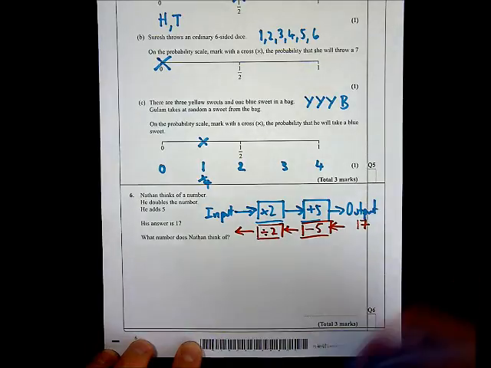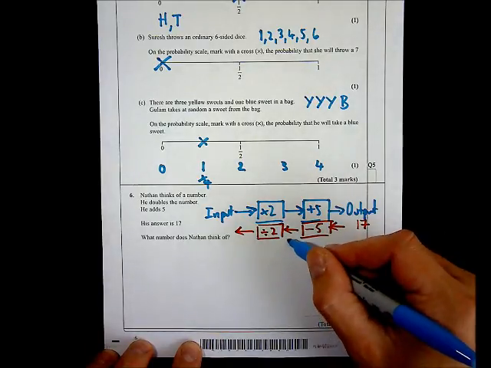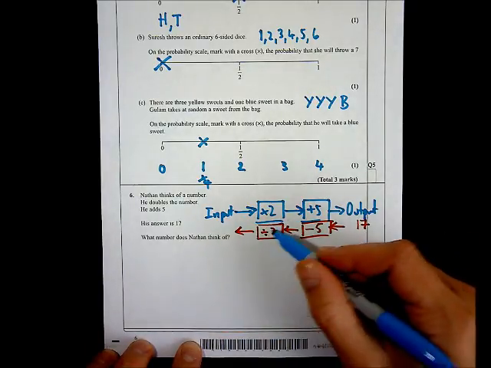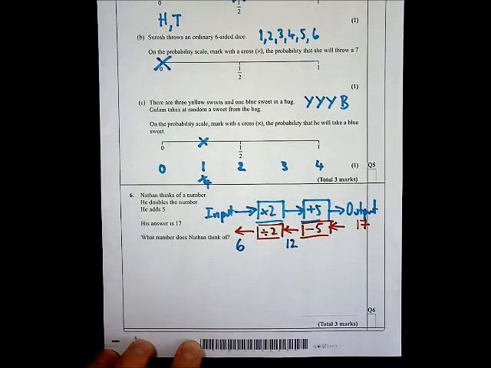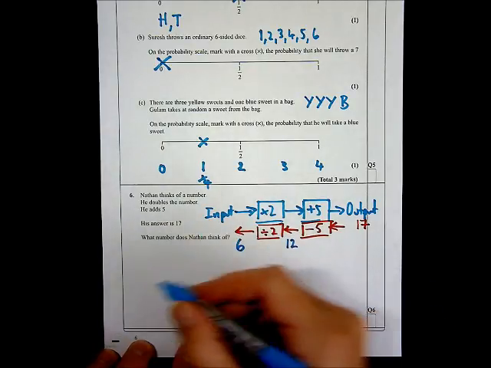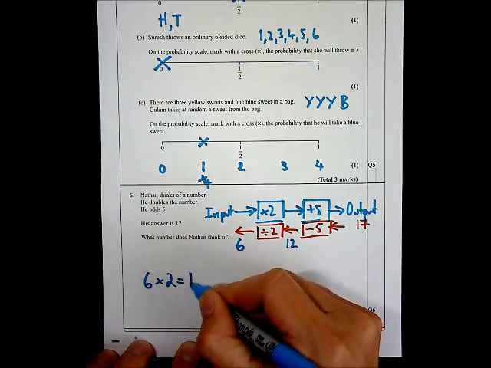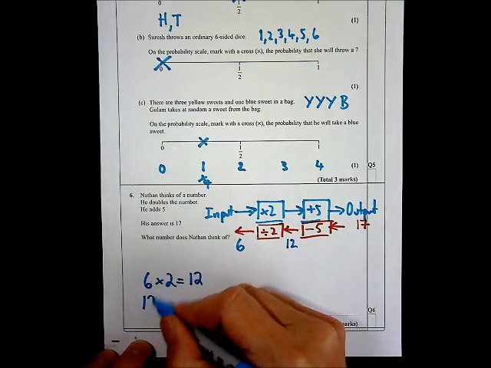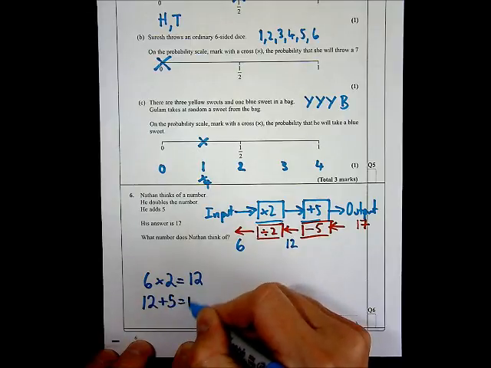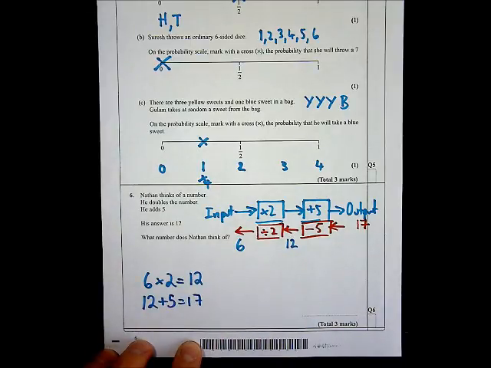So 17, take away 5 would be 12, and 12 divided by 2 would be 6. And I should always check that, so I'm going to start with 6, I'm going to double that number, so 6 times by 2 would be 12, and then I'm going to add 5, so 12 add 5 is 17. So I know I got the correct answer. So the original number was 6.